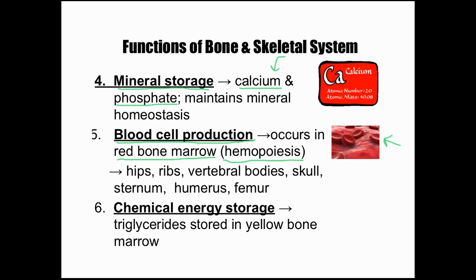And of a little lesser importance, number 6, chemical energy storage. In your yellow bone marrow, you have triglycerides, which are like fat, and those triglycerides can be broken down to form glucose, which can be used for energy in the body.